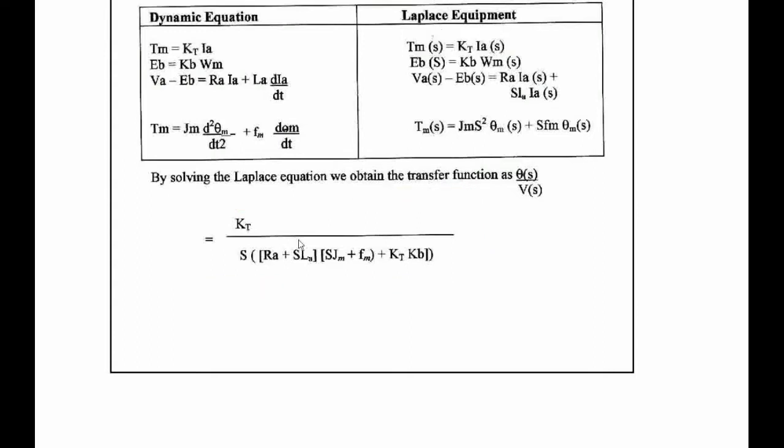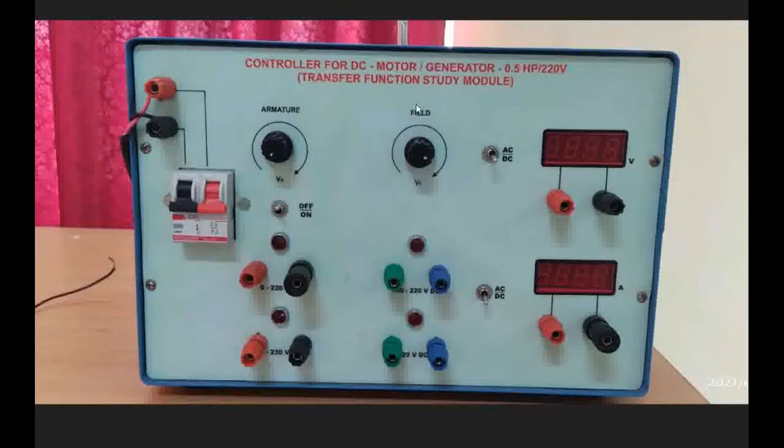In order to develop this transfer function, we need to determine Ra, La as well as the constants Kt and Kb. These constant parameters are determined as follows. First of all, we require a trainer kit of a controller for a DC motor or DC generator of rating 0.5 horsepower, 220 volts.